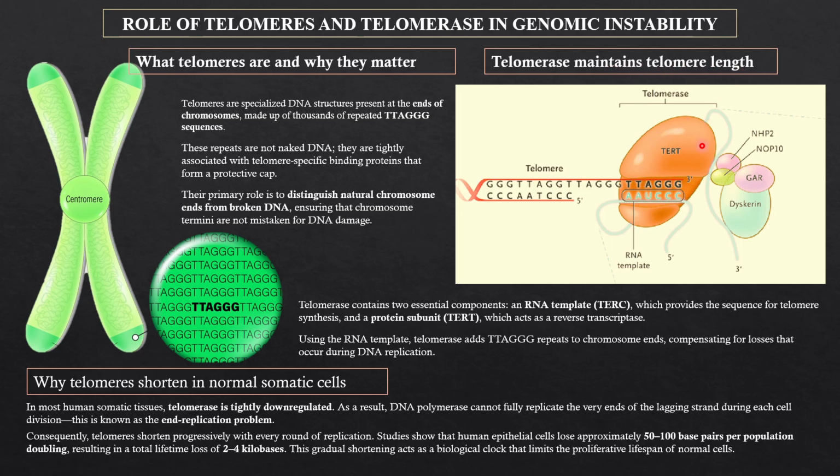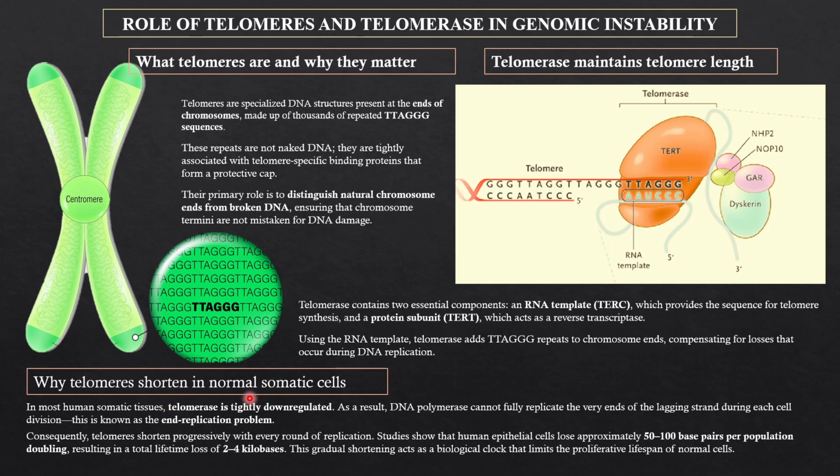So this is the telomerase, and it contains two essential components: the RNA template, or TERC, which provides the sequence for the telomere synthesis, and the protein subunit, which is called TERT, and this acts as the reverse transcriptase enzyme for the telomeres. So basically, it uses the RNA template and adds the TTAGGG repeats to the chromosomal ends and compensates for the loss that occurs during the DNA replication.